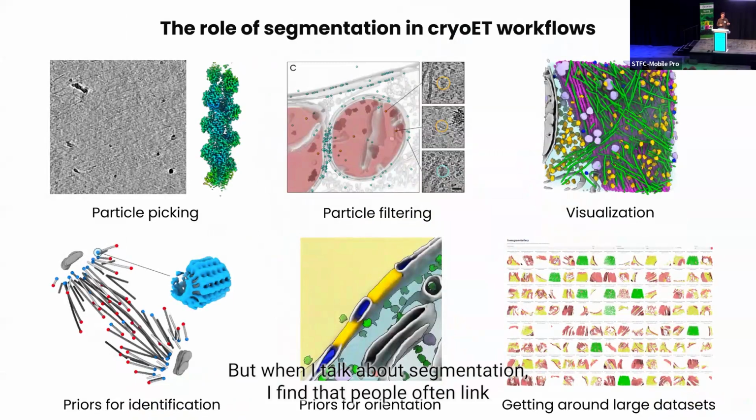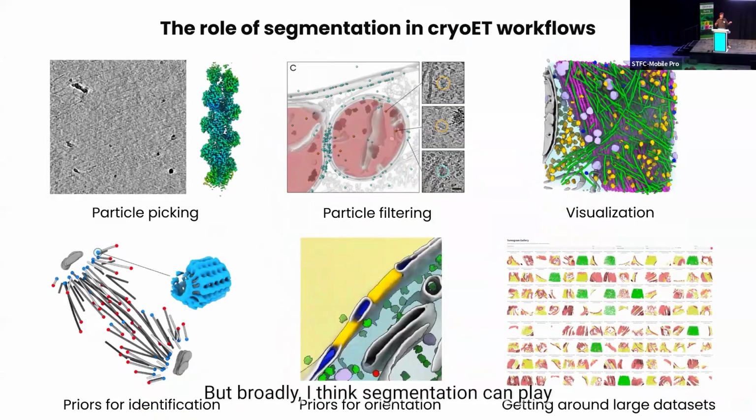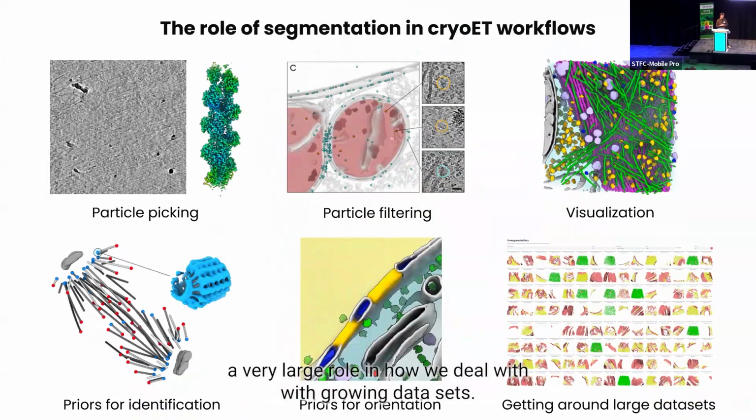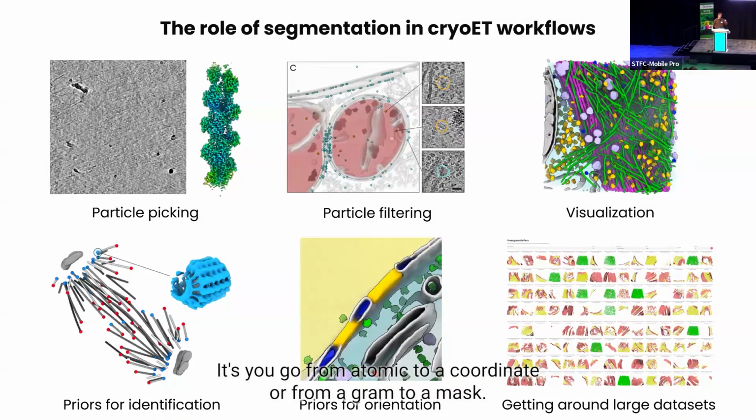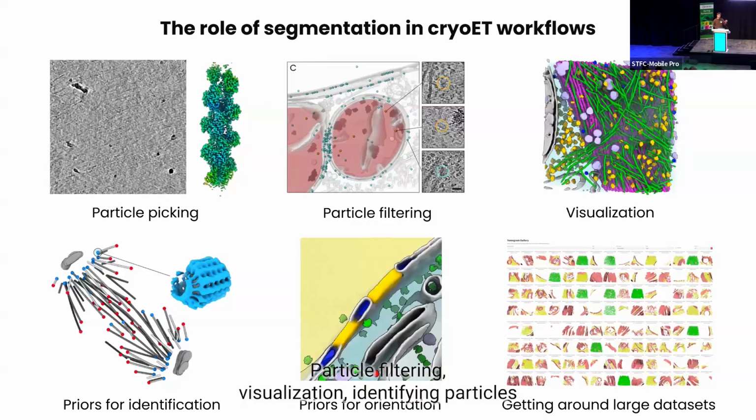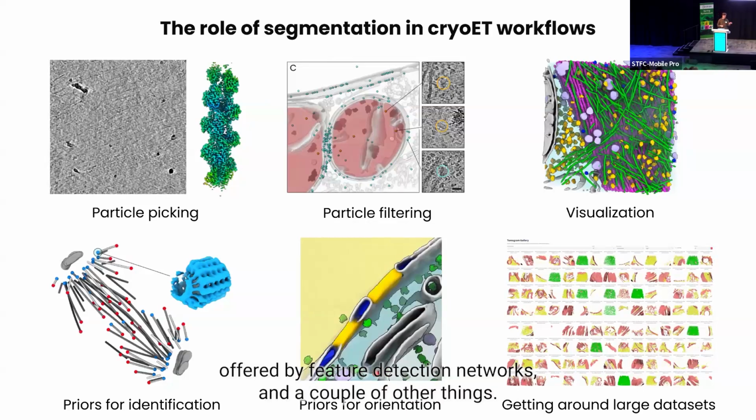But when I talk about segmentation, I find that people often link segmentation up to visualization. That is one thing that you can do with it. But broadly, I think segmentation can play a very large role in how we deal with growing data sets. A couple of things that you can do via segmentation are particle picking, where segmentation and particle picking to me are essentially the same thing. You go from a tomogram to a coordinate or from a tomogram to a mask. Particle filtering, visualization, identifying particles in their context using biological information offered by feature detection networks, and a couple of other things.